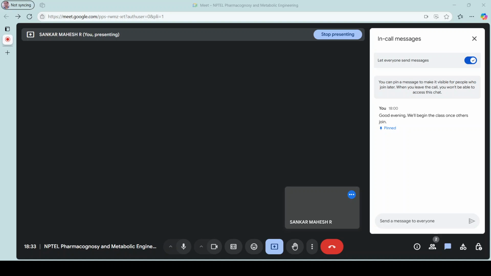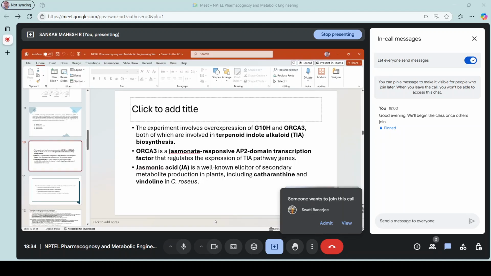Okay. So what they say is overexpression of G10H and ORCA3, both of which we know are involved in terpenoid indole alkaloid biosynthesis.